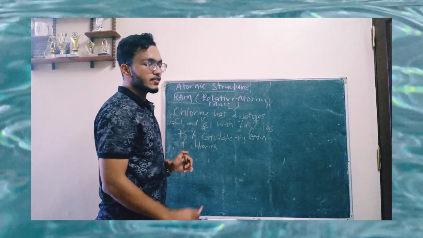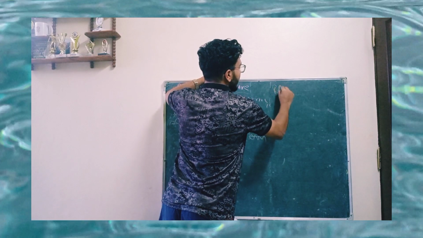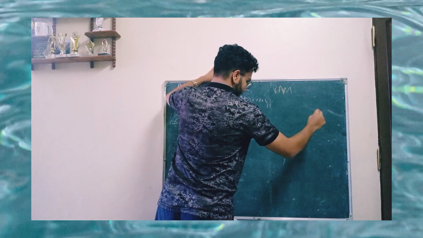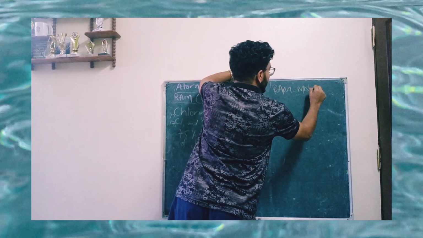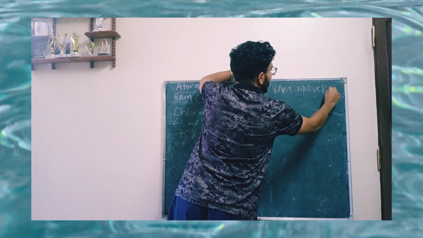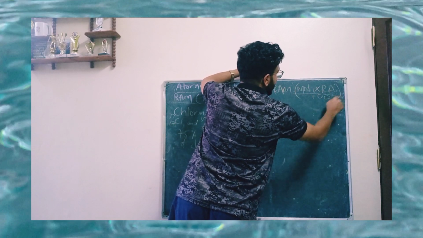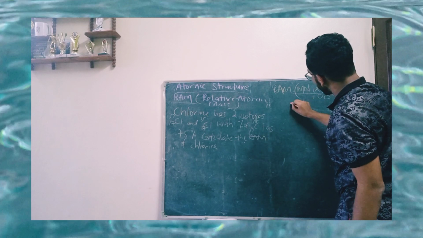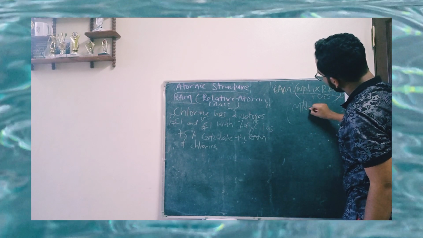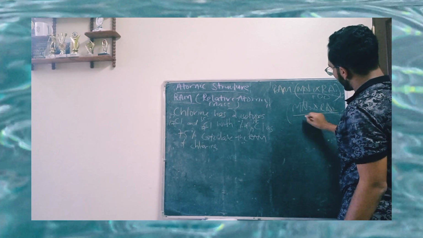Now how do you start? You start by writing the formula, which is RAM is equal to mass number 1 times relative abundance 1 over 100, into brackets, plus mass number 2 times relative abundance 2 over 100.